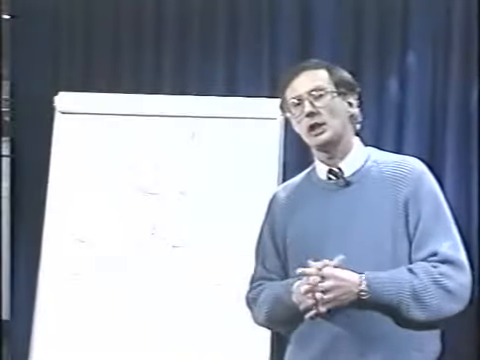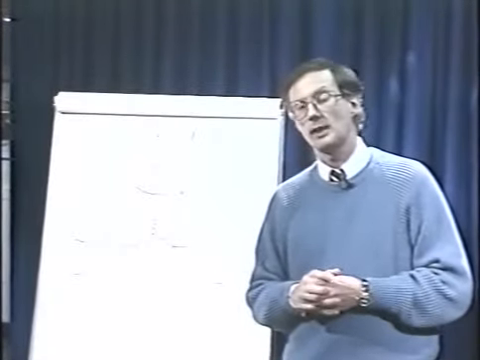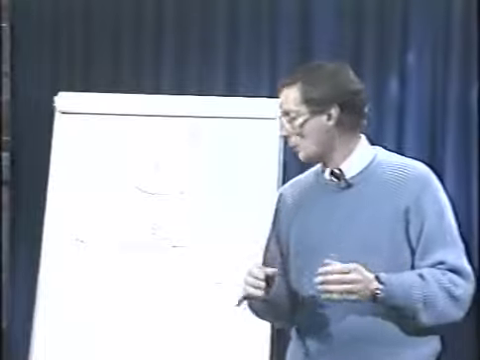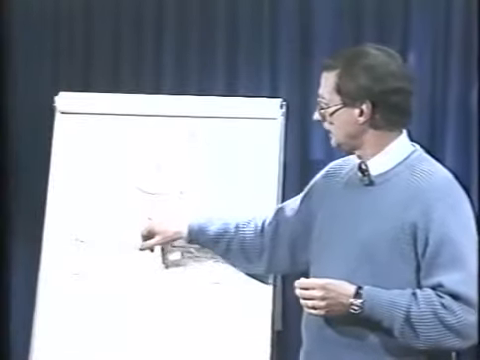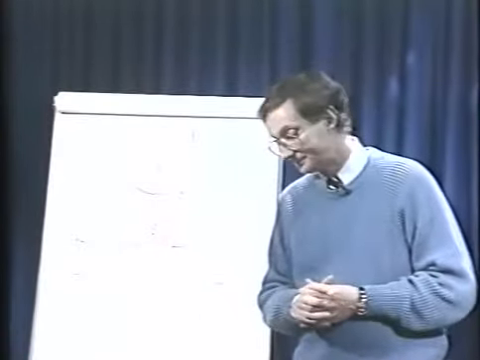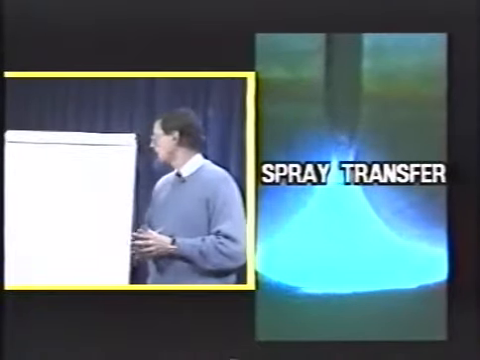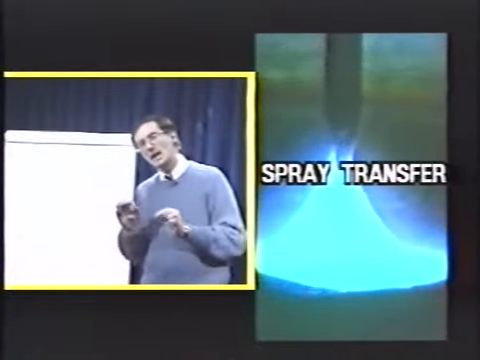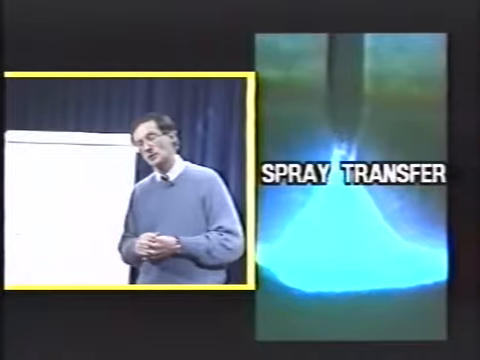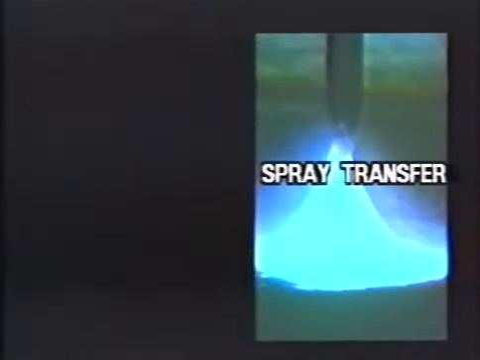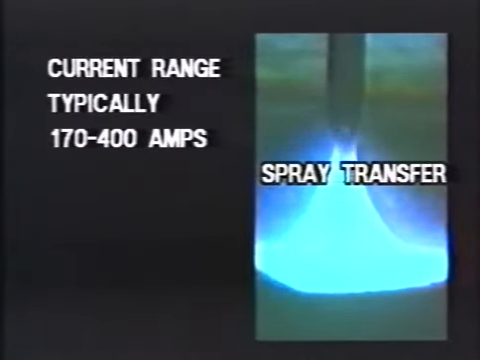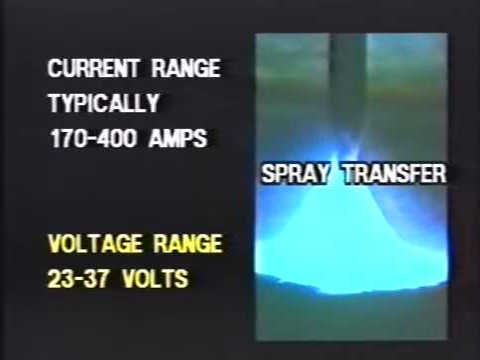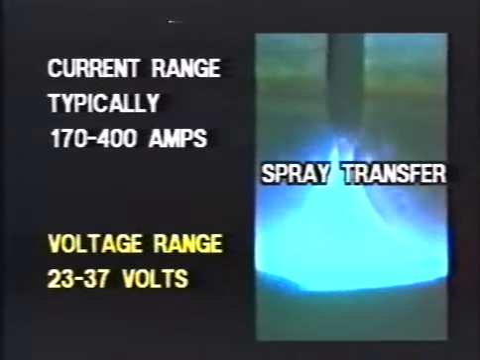As we increase the current above the short circuit range, we go into an open arc process, which we call spray transfer. Spray transfer utilizes higher currents and higher voltages than short circuit welding. The current range is traditionally 170 to about 400 amps. The voltage range is 23 to about 37 volts.